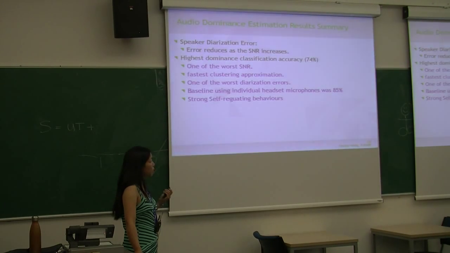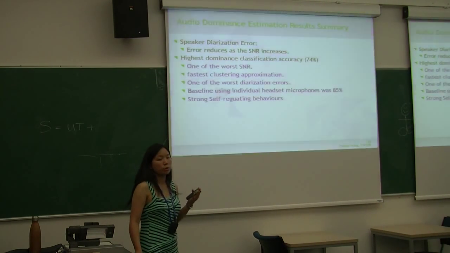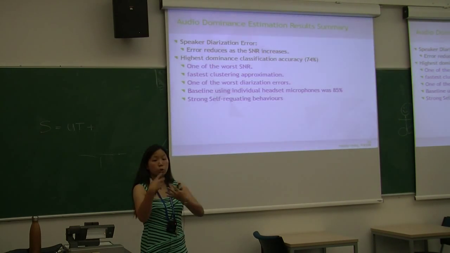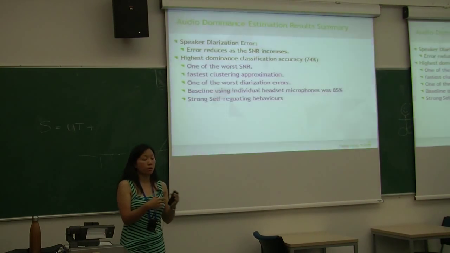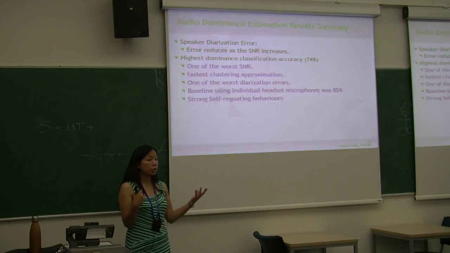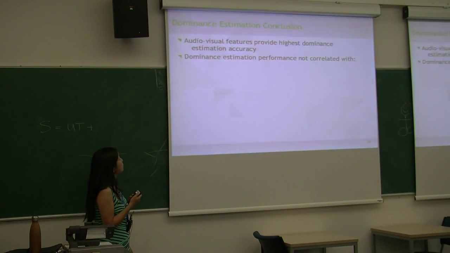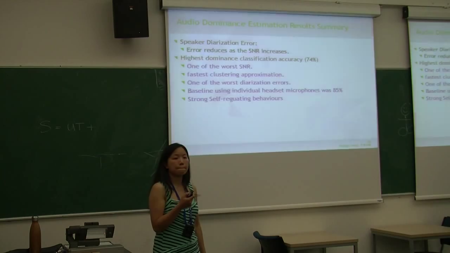So from that, what we can say is that there seem to be very strong self-regulating behaviors in how people talk to each other, which means that even though our segmentation errors are actually worse, it doesn't affect the dominance estimation. Sorry, can you explain what self-regulating behavior?